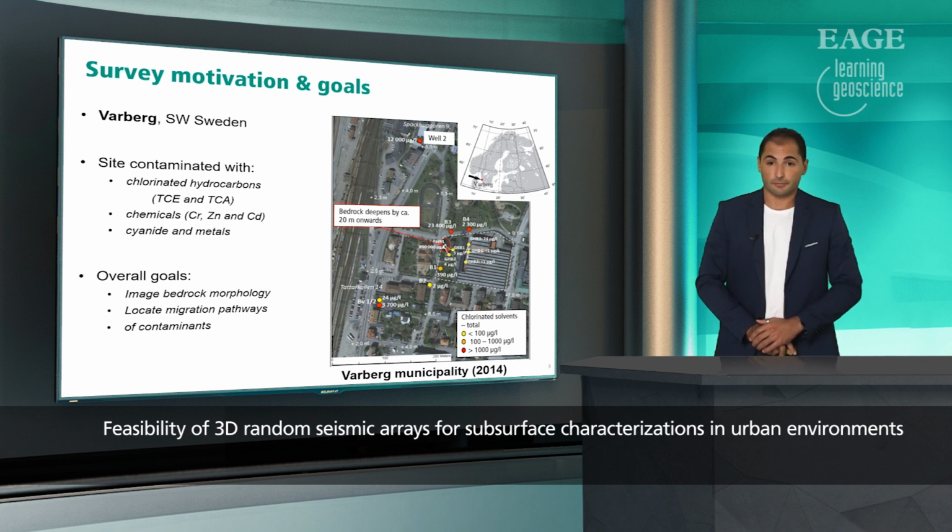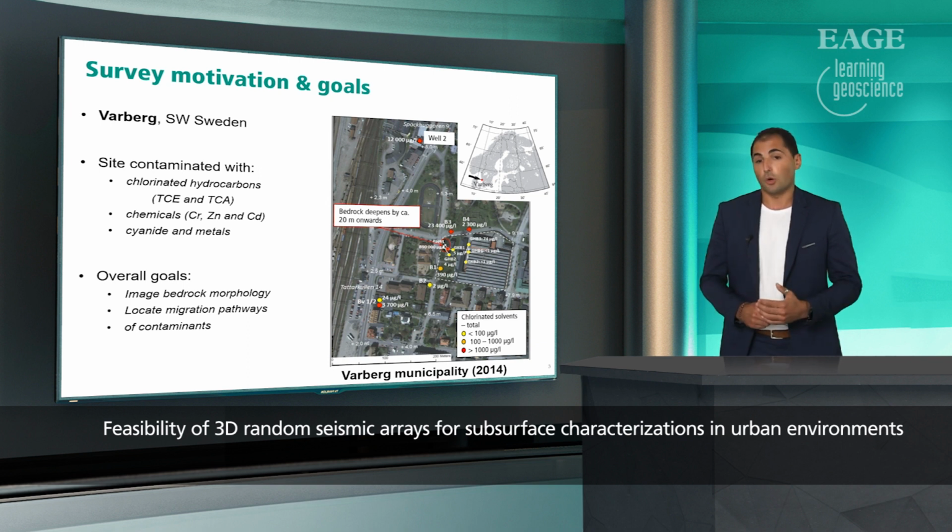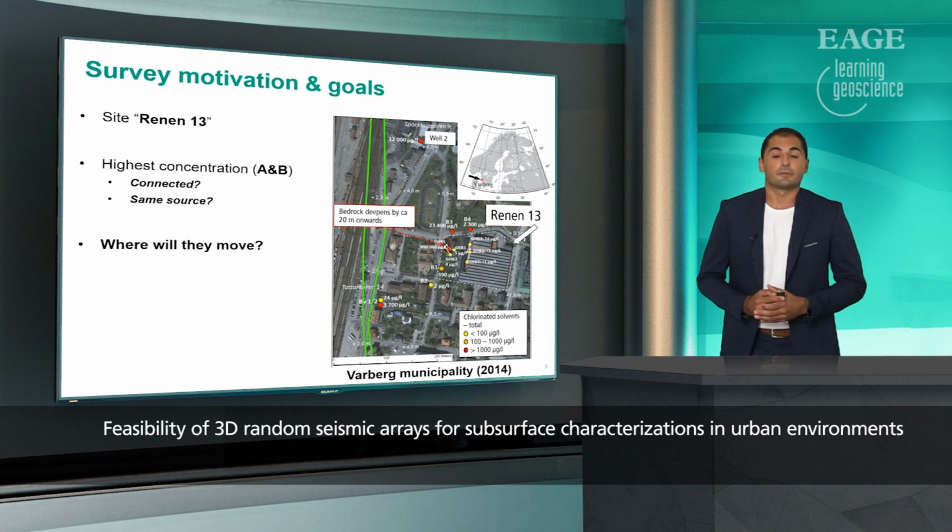during the 20th century. So our overall goal at this site was to image the bedrock morphology and zones of weakness that may have potentially been already used for contaminant mobilization, and locate potential contaminant migration pathways. We can see on the figure shown here, in green, our planned tunnel track, and the white arrow showing our site at NN13.